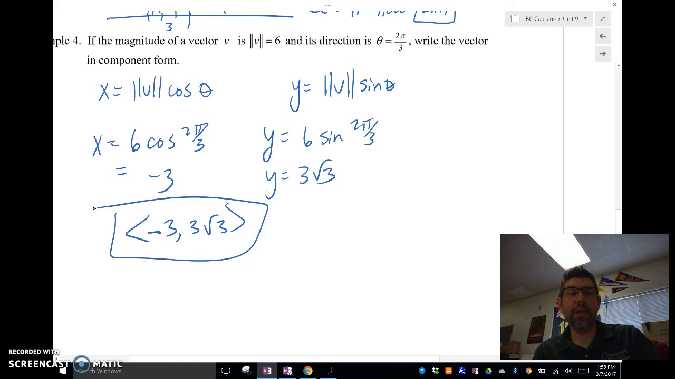So that's a basic introduction to vectors, and next time we'll take a look at some calculus with vectors.